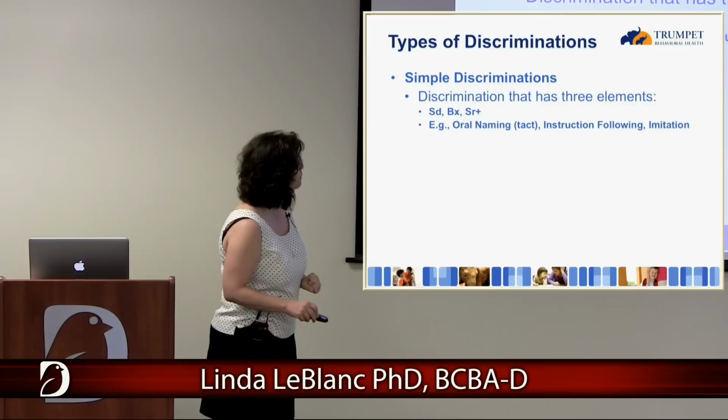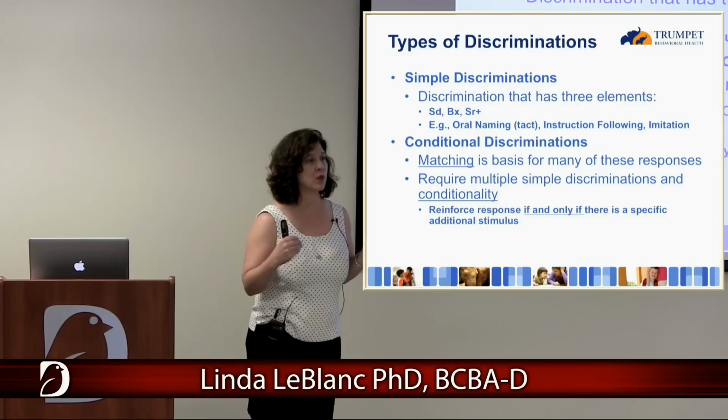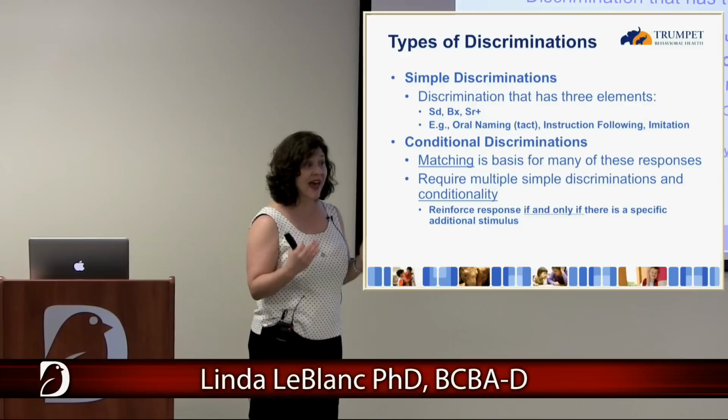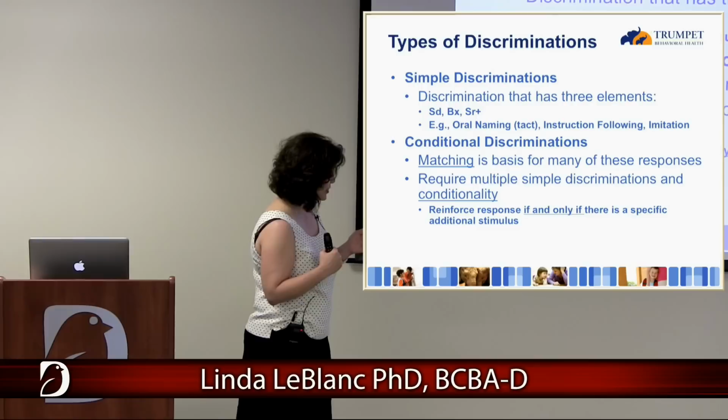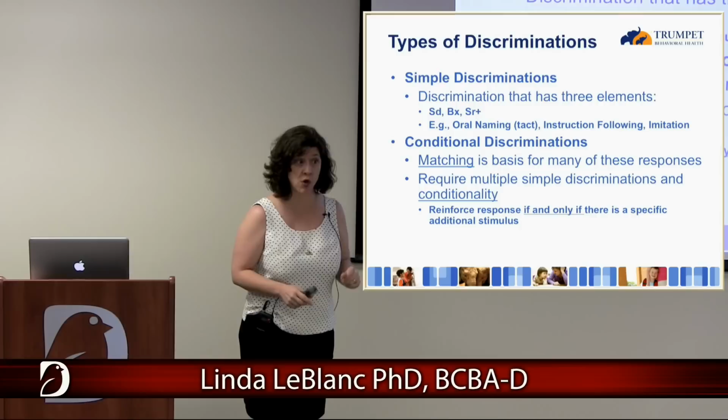Then there are conditional discriminations. Conditional discriminations have matching as a basis for their response. So when we teach matching, when we teach, I'm going to say the name of it, and you find the one of these things that matches what I just said to you, that is now not a simple discrimination anymore. It's a little more complicated. It's a conditional discrimination. And a conditional discrimination actually requires multiple simple discriminations simultaneously. So it's much more complicated. So it's multiple simple discriminations and conditionality.